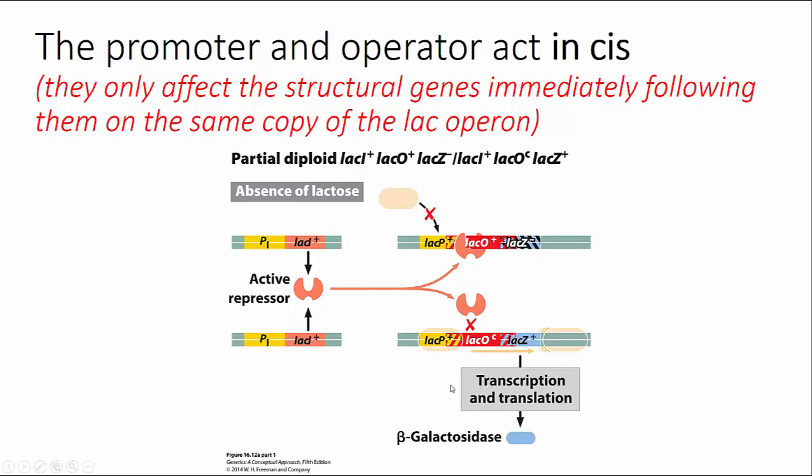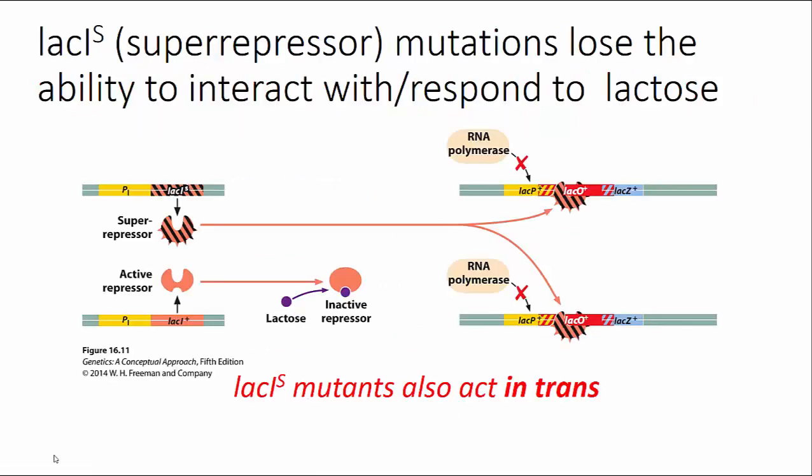There's one additional type of mutation that Jacob and Monod identified, and that is something that we call a LAC-I super repressor, and we refer to that as a superscript S. So this particular mutation was pretty interesting because it's a mutation in the LAC-I repressor, but it's a mutation that affects only part of the function of the LAC-I. The thing that it can still do is that mutant LAC-I superrepressor can still bind to the DNA, but it cannot actually respond to lactose.